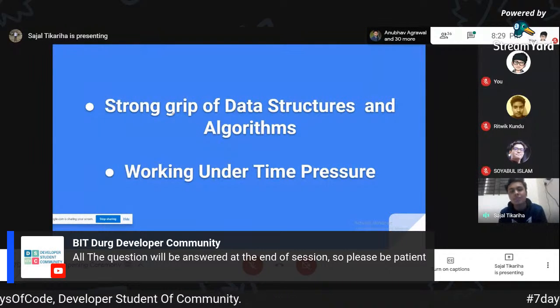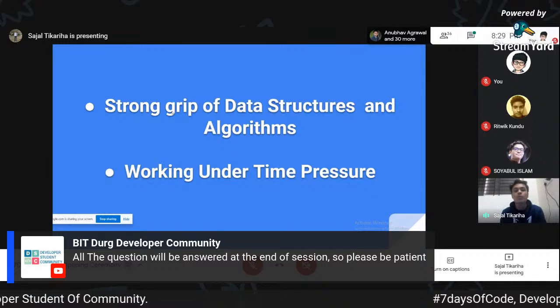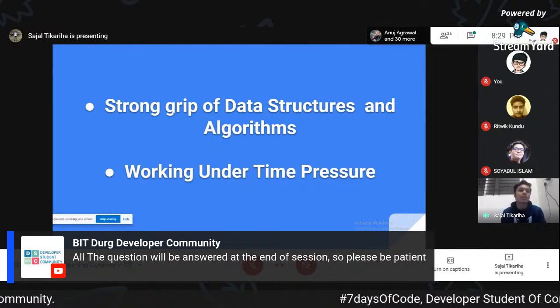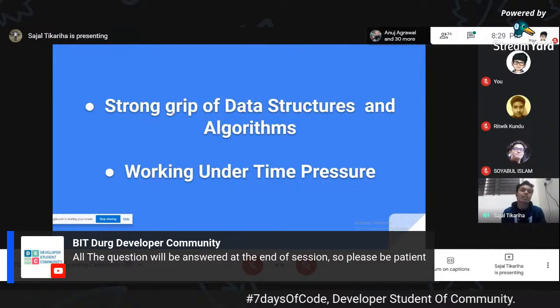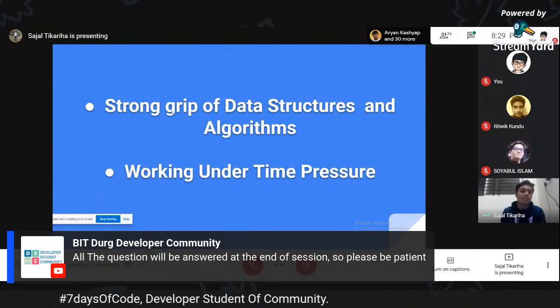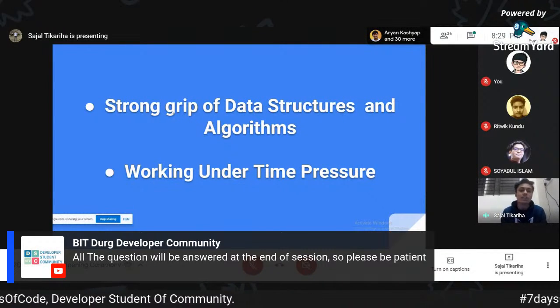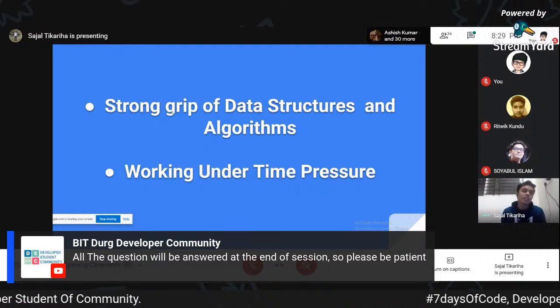So you know the very basic, the very ground roots of each data structure and algorithm. What are the limitations of it? What are the corner cases? What are the advantages? What are the disadvantages of each data structure and algorithm, right?